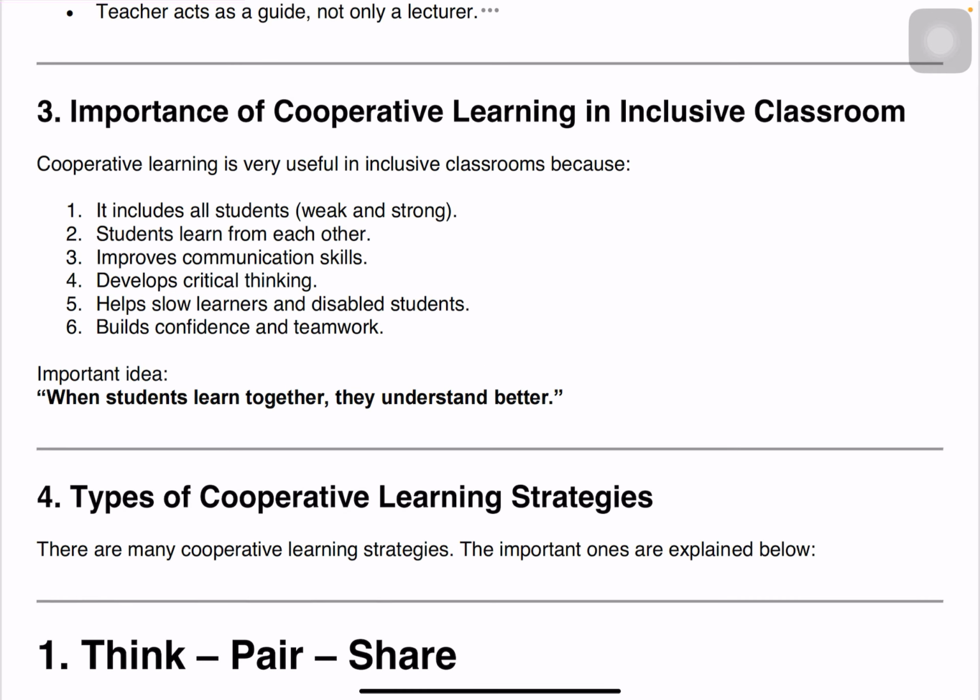Cooperative learning is very useful in inclusive classrooms because it includes all students, weak and strong. Students learn from each other, improves communication skills, develops critical thinking, helps slow learners and disabled students, builds confidence and teamwork. Important idea: when students learn together, they understand better.